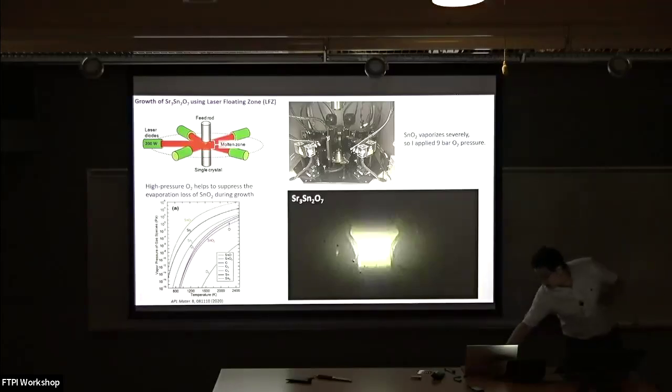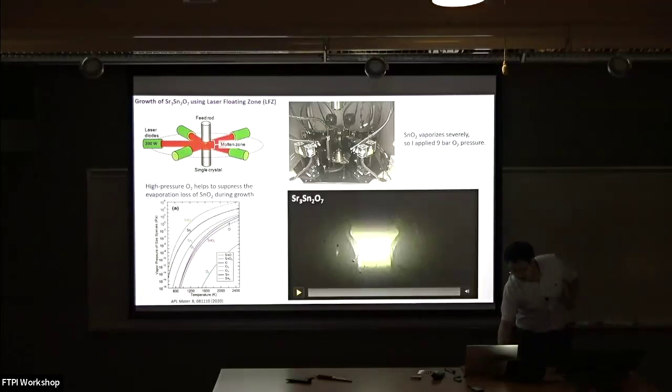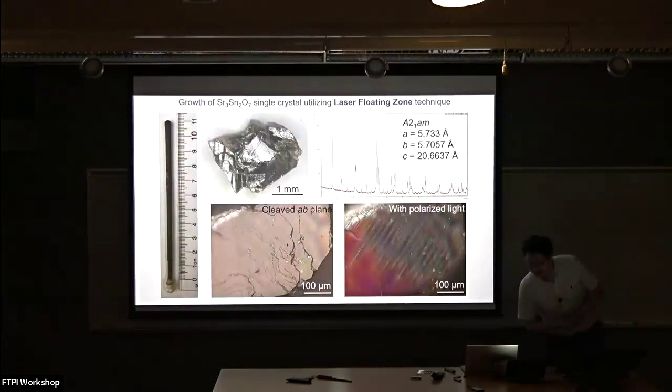So this video records the growth process. You can see this white smoke. That's actually the evaporation loss of the tin oxide. This growth only takes several hours, but it takes 2 days to clean up the furnace. And eventually, I'm able to get this large crystal.